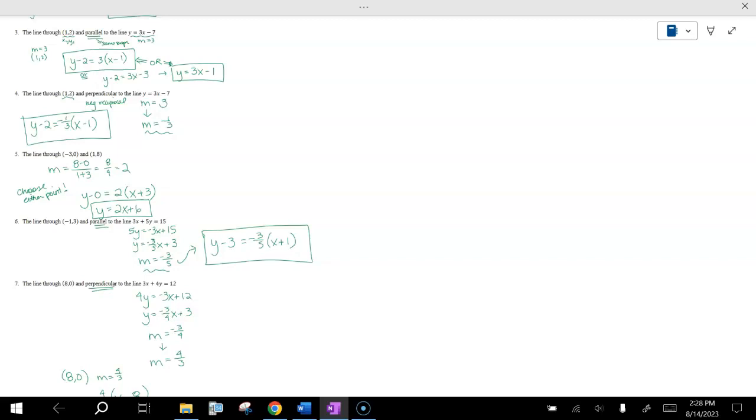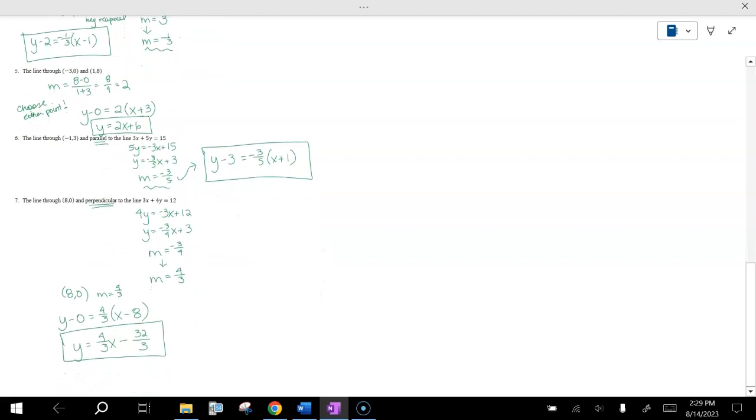Now in number 5, you had to find your slope first before you could then write an equation of the line. And in number 6 and number 7, you had to rearrange the other equations to find the slope first. And then if it was parallel, you know it's going to have the same slope, or if it's perpendicular, you know the slope's going to be a negative reciprocal there.